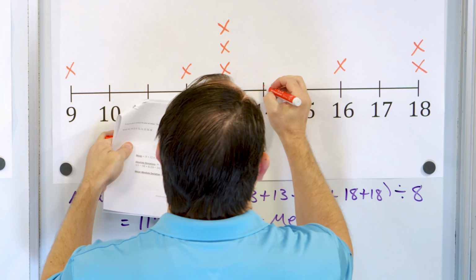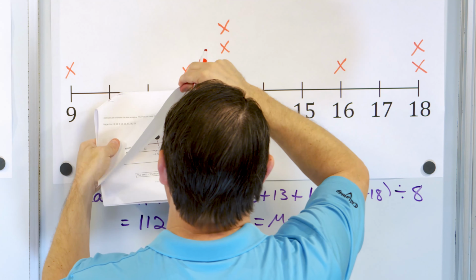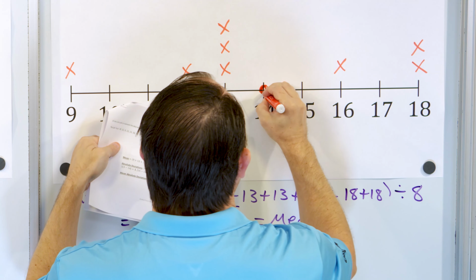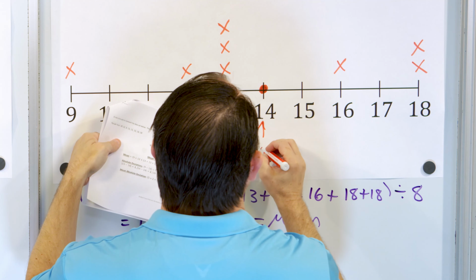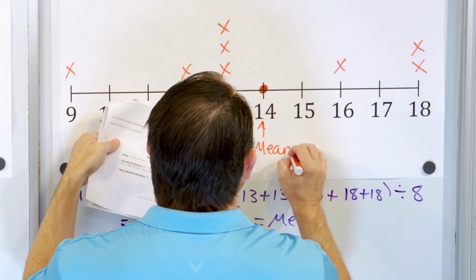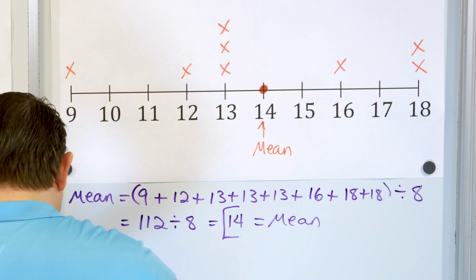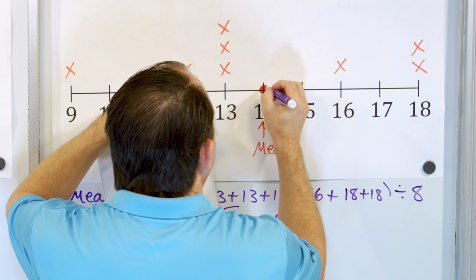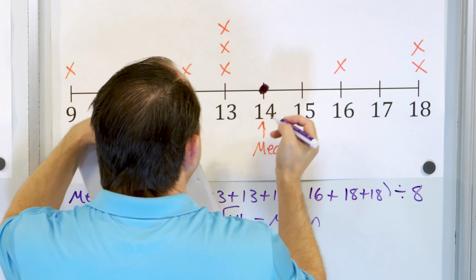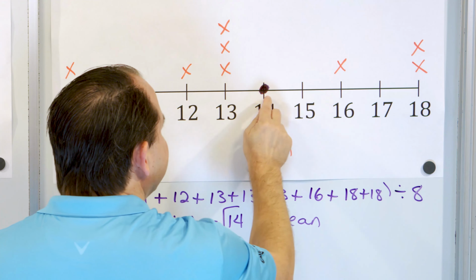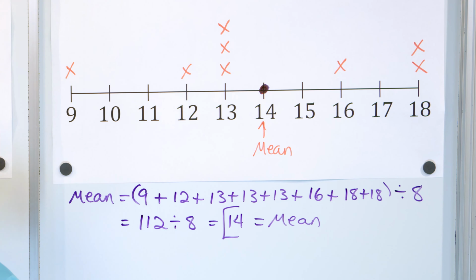So the mean is right here. Let me just double check before I move on. Yeah, mean is right here at 14. So I'll put this guy here. This is the mean. And I probably should have used a different color. I'm sorry about that. In fact, I don't like that, so I'll try to cover it up, make it look a little darker, because I don't want you to confuse it with the data points. This is not a data point. This is just the calculation of the mean.